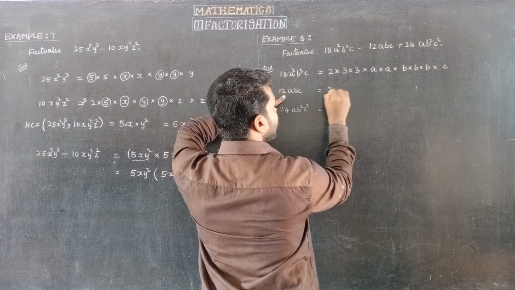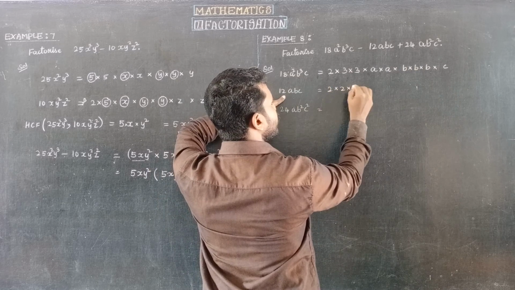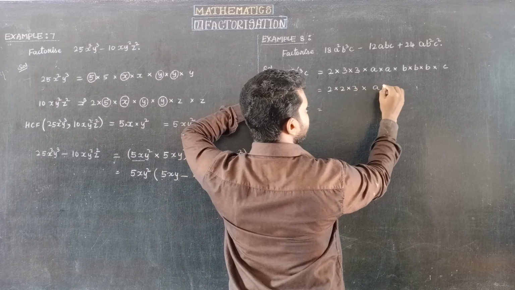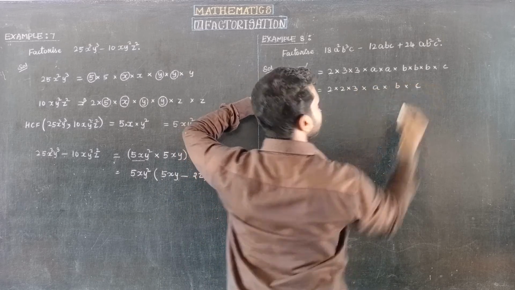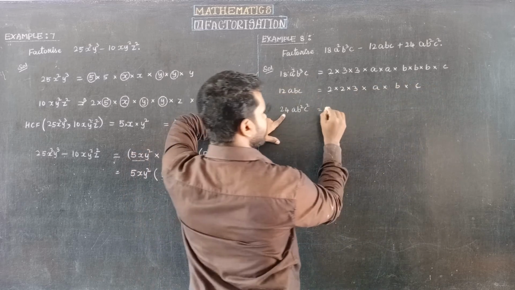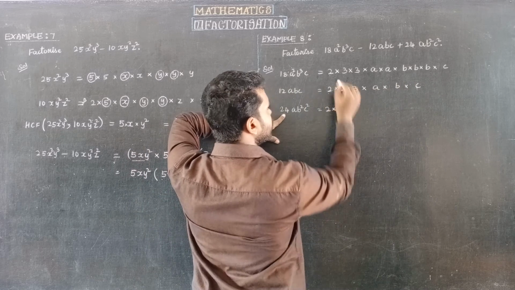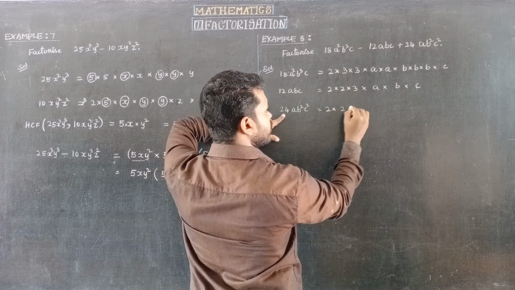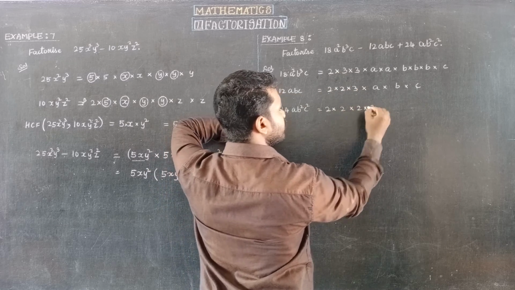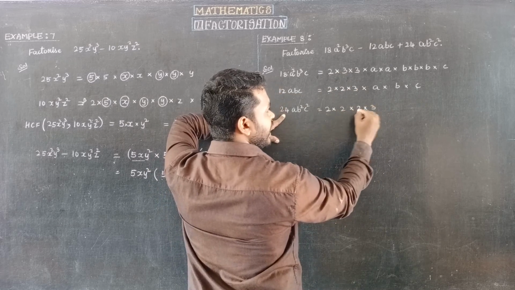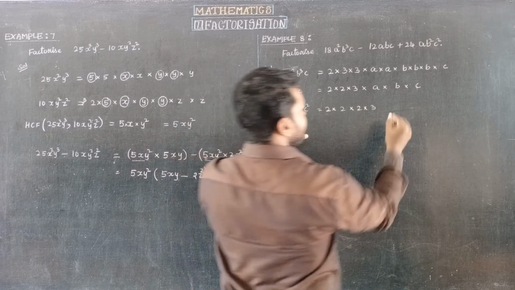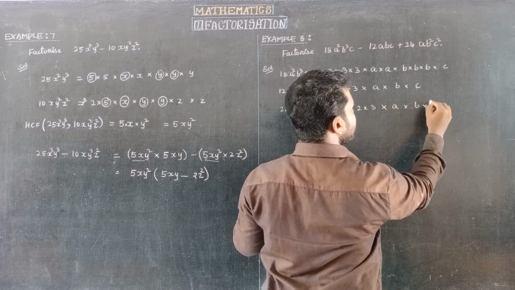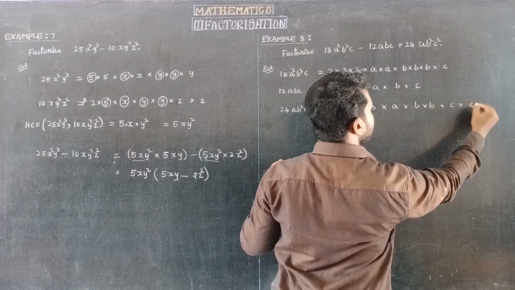Next, 12: 4 threes are 12, so 2 into 2 into 3, and then abc, a into b into c. Next, 24: 12 twos are 24, so 2 into 2 into 2 into 3, since 2 twos are 4, 4 twos are 8, 8 threes are 24. Then a, b square, c square.